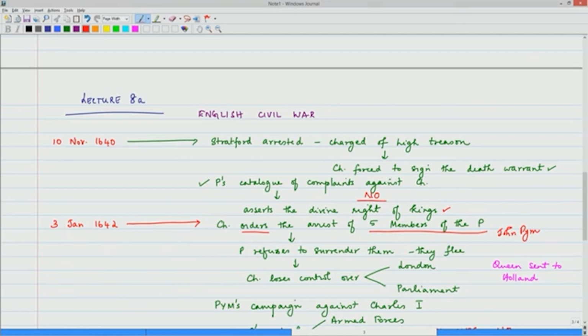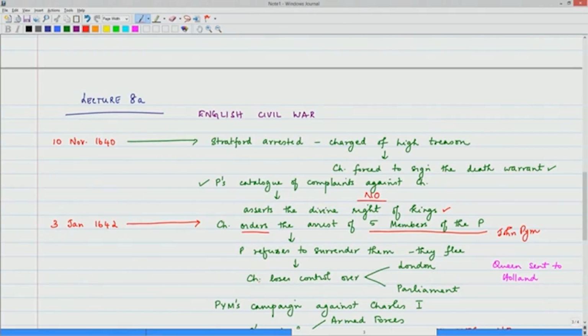But the Parliament, by then, was in no mood to take on any kind of confrontation from the King. They refused to surrender these five members, and they all flee London. Particularly John Pym had a lot of support from the public, during the time that the King had completely managed to enrage not just the parliamentarians but also the commoners by then. And we begin to see that this becomes perhaps a momentous and a fatal thing that Charles did.